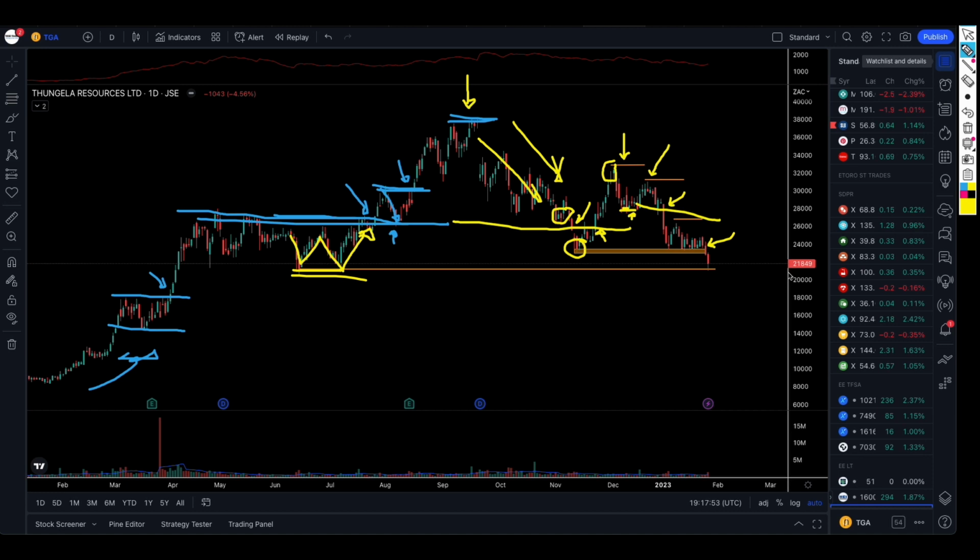So at the moment Thungela is trading around 218 rand per share. So what will happen, Thungela can find support somewhere here around or just below 214, come back to attempt to trade above this level of 240. If there are people that continue to sell the shares of Thungela, then we might see Thungela coming back to this level. If this level does not hold, then we can see Thungela trading lower and maybe coming back to retest this level and then going lower. But this is the worst case scenario.